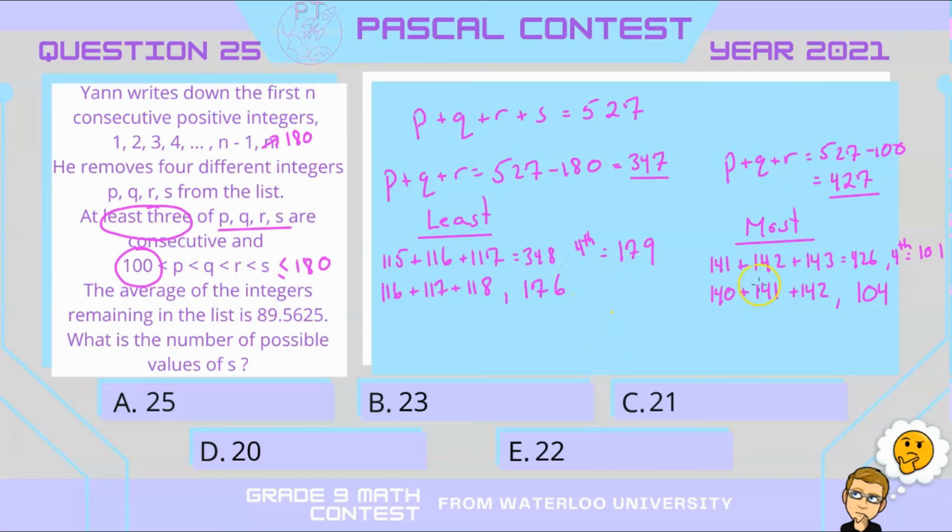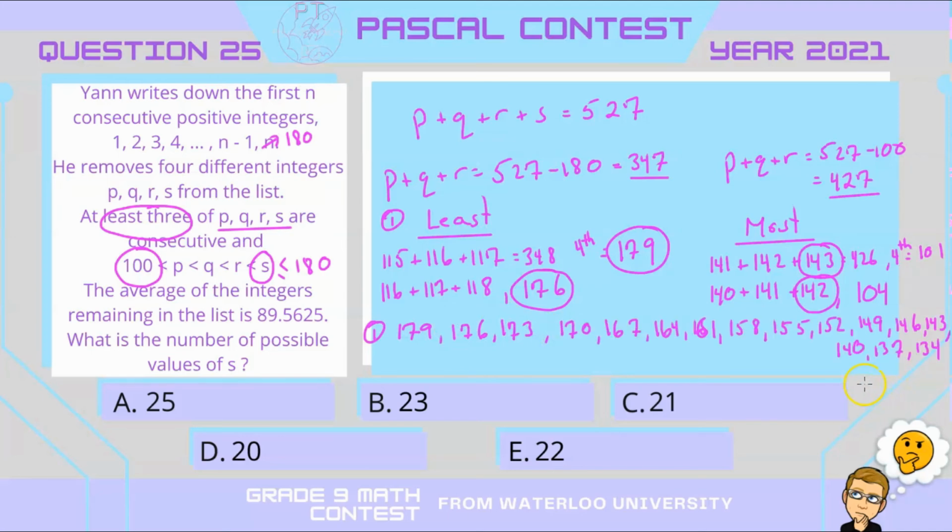So what is our value of s in each case? So s is the greatest integer here. So in the least cases, this would be s, and this would be s. And starting from the most cases, that's our largest integer, and that's our largest integer. So here we're subtracting 3, and here we're adding 1. So if we follow the least case, let's call this set 1. And if we keep going, we have 179, 176, 173, and so on.